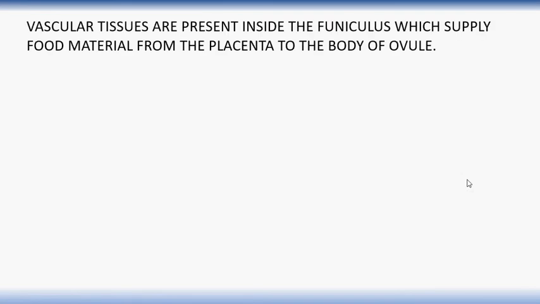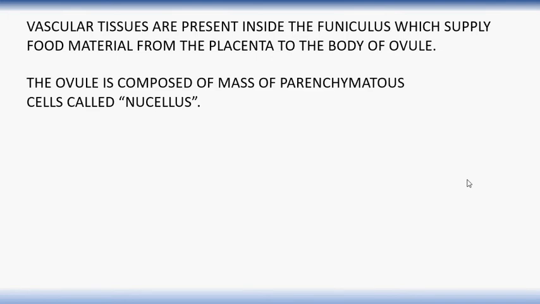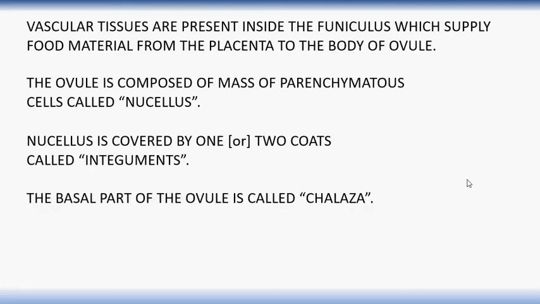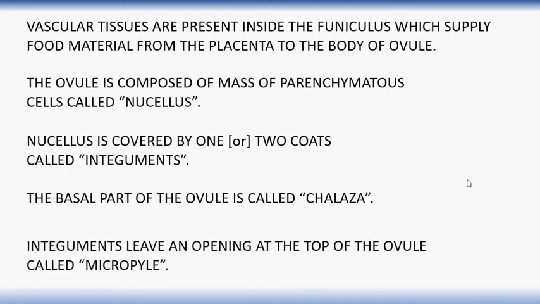Vascular tissues are present inside the funiculus, which supplies the food material from the placenta to the body of the ovule. The ovule is composed of a mass of parenchymatous cells called nucellus, and the nucellus is covered by one or two coats called integuments. The basal part of the ovule is called chalaza. Integuments leave an opening at the top of the ovule called micropyle.